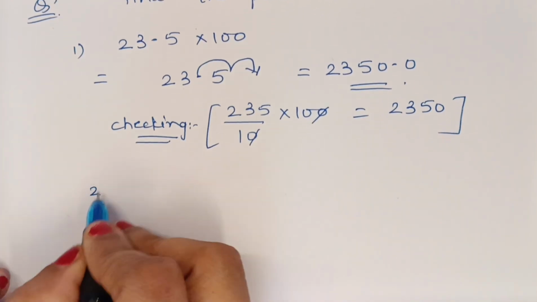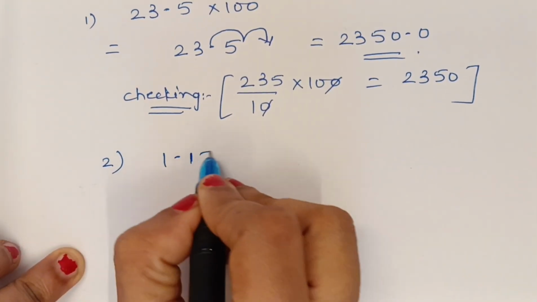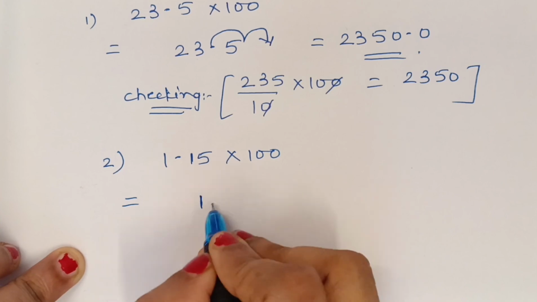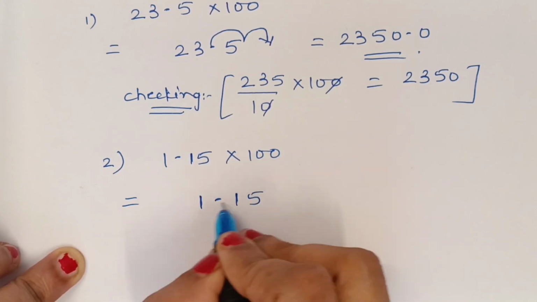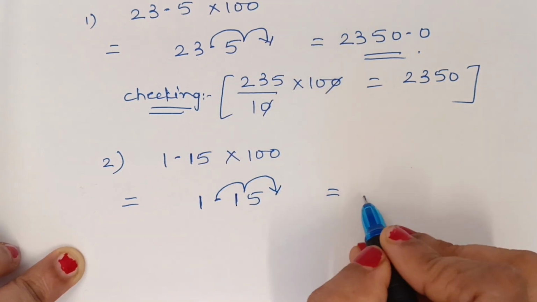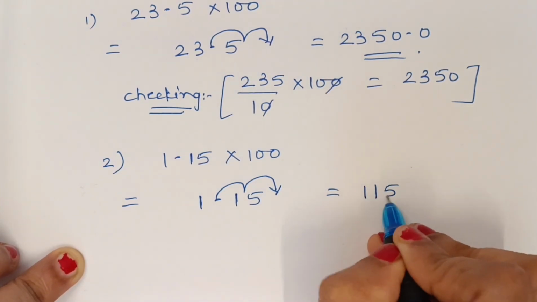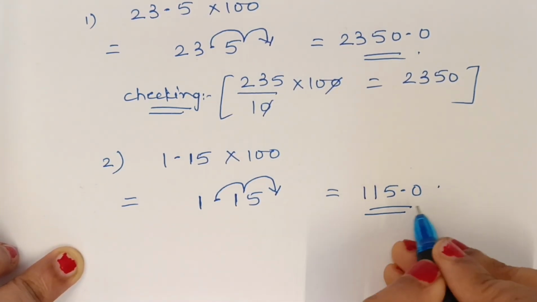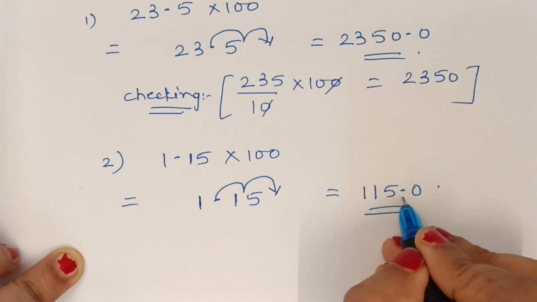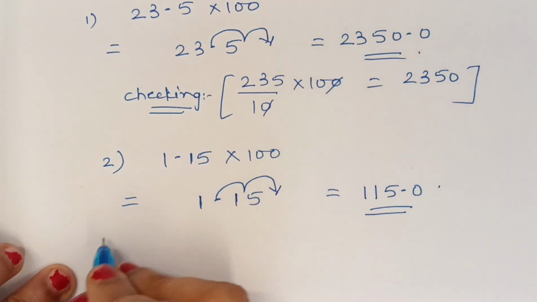So let's see the second one. 1.15 into 100. So how will I do? Explain. 1.15, 2 zeros. So shift towards right 2 places. So your answer is 115. It is read as 115. 115.0 is read as 115.